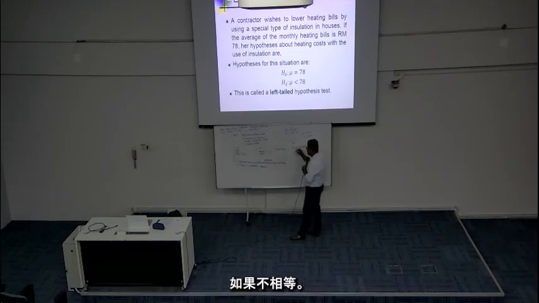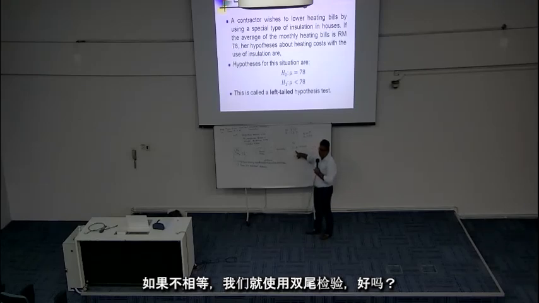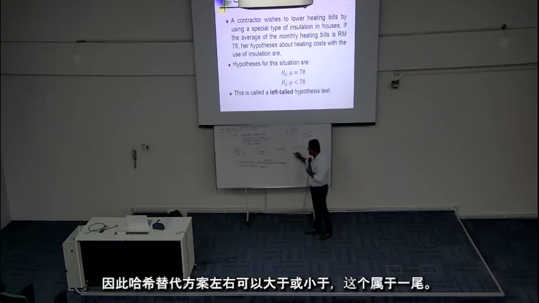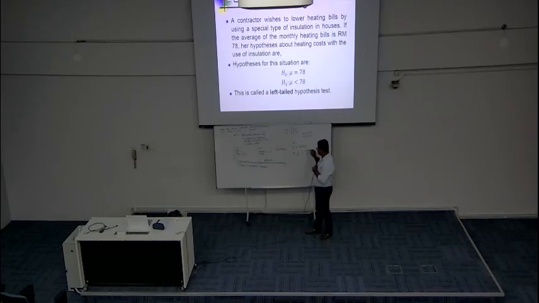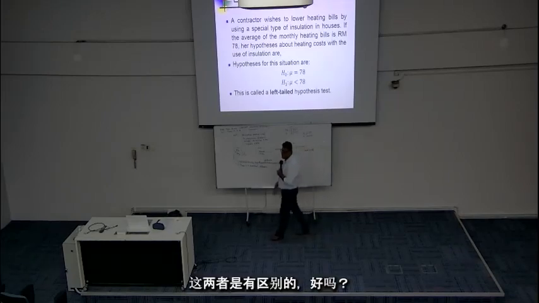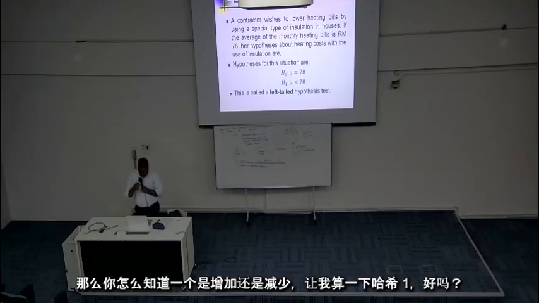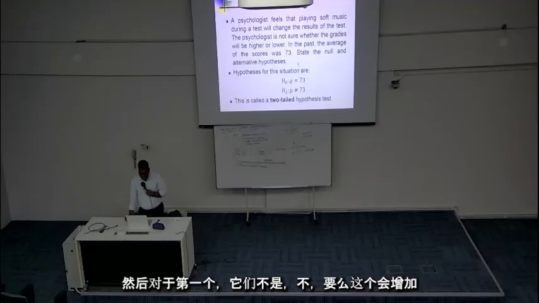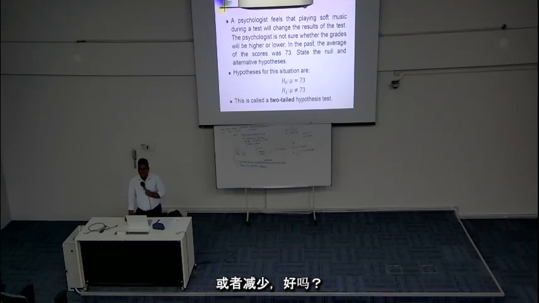If not equal, we use the two tail test. H alternative can also be greater than or less than, and this falls under the one tail test. There is a difference between these two. How you know whether it is an increase or decrease is determined by H1. For the first one, we do not know whether it will be an increase or decrease.